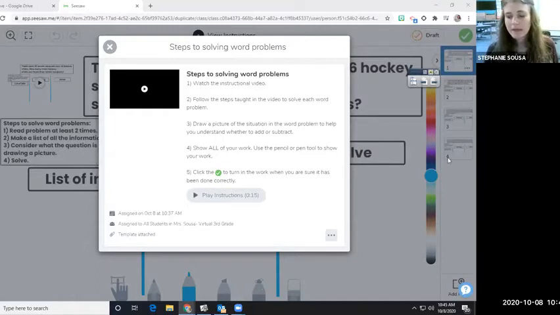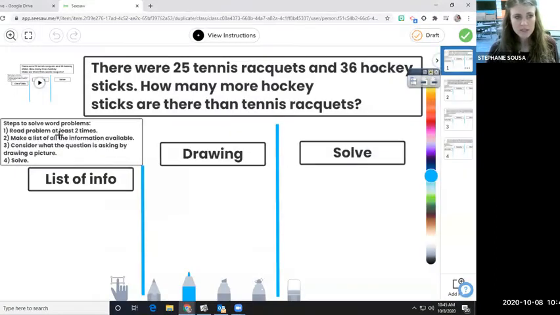So before we begin, we need to know our directions. Step 1, watch the video. We've done that. Step 2, follow the steps taught in the video to solve each word problem. Draw a picture of the situation in the word problem to help you understand whether to add or subtract. Show all of your work. Use the pencil or pen tool to show your work. Click the check to turn in the work when you are sure it has been done correctly. All right, so let's get to work.